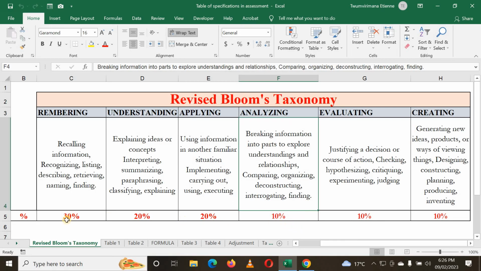And the whole 70% will be occupied by those three levels: remembering, understanding, and applying. You see, a student here can get marks, every student can find what to do in this assessment, which is standard. Now let's see how we can use the table of specification to prepare our standardized assessment. Let's see table number 1.